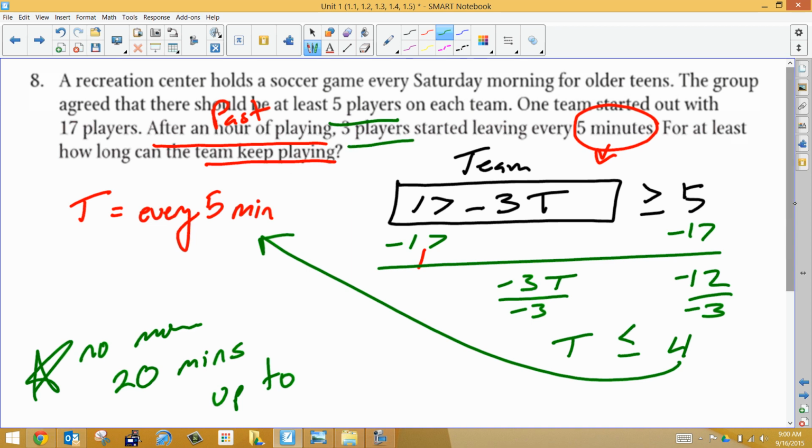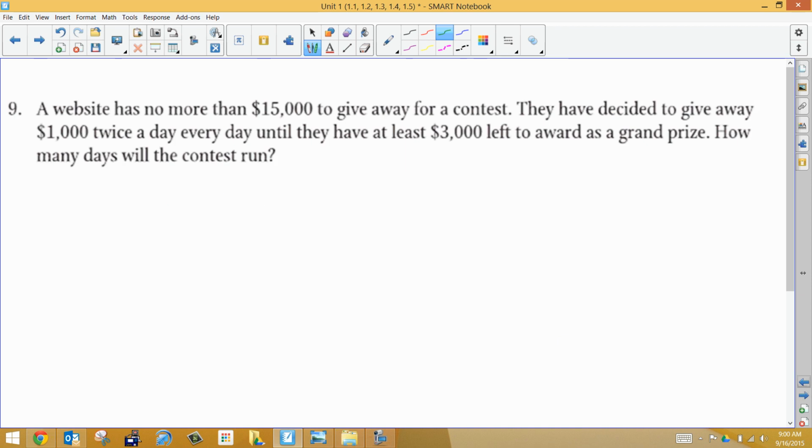Okay, let's look at example 9, or problem 9. It says that we have $15,000 to give away. They decide to give away $1,000 twice a day. So that's kind of a tricky wording part there, until we have $3,000 left. So here is your constraint. So I'm going to start with $3,000. So that is what we have to have left for the grand prize.